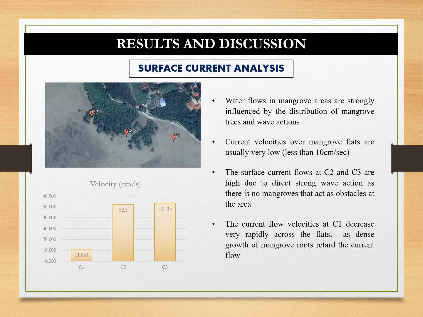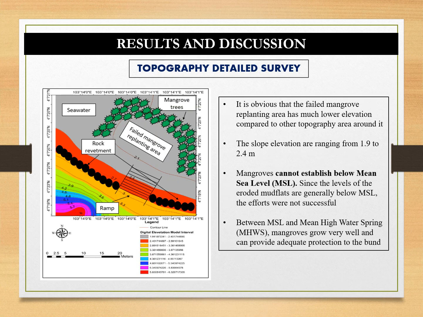For surface current analysis, water flows in mangrove areas are strongly influenced by the distribution of mangrove trees and wave actions. So current velocities of mangrove floods are usually very, very low, which is less than 10 cm per second. The surface current flows at C2 and C3 are quite high due to strong wave action. There is no mangrove at all that can act as obstacles in the area. But at C1, the current flow decreases very rapidly across the flats, as dense growth of mangrove here can slow down the current flow.